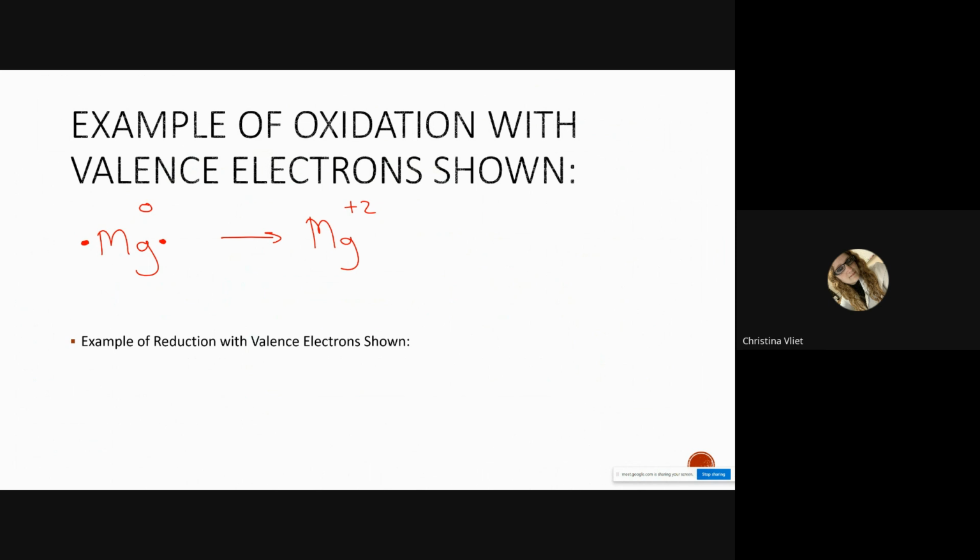Ejected, right? Goodbye to electrons. They went somewhere else. So notice that the oxidation number goes from 0 to +2. This is an example of an oxidation.